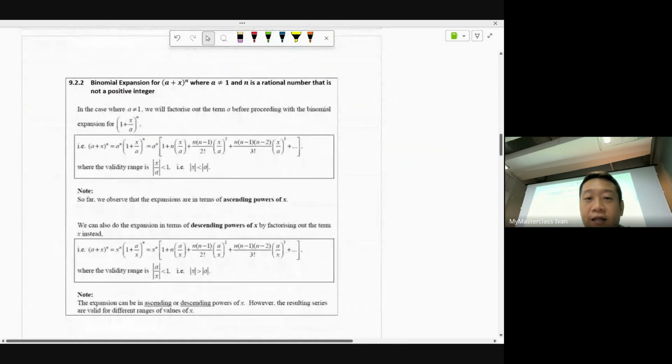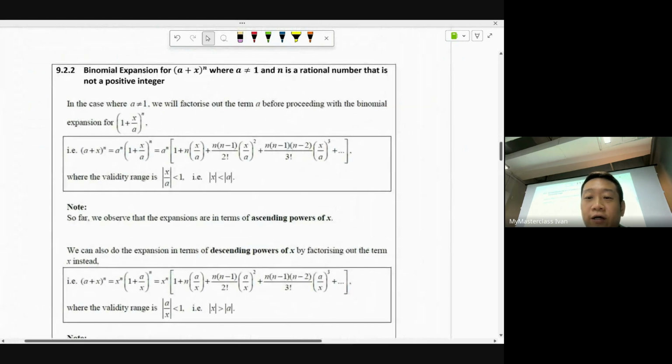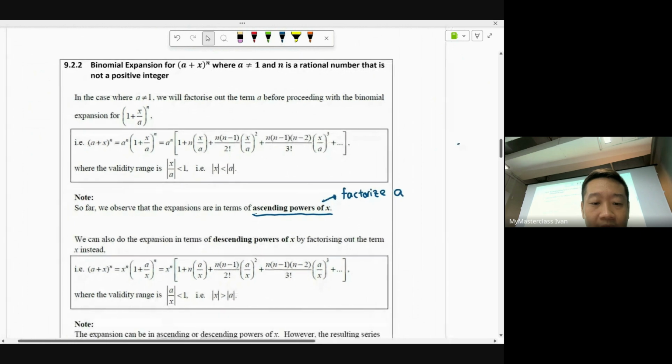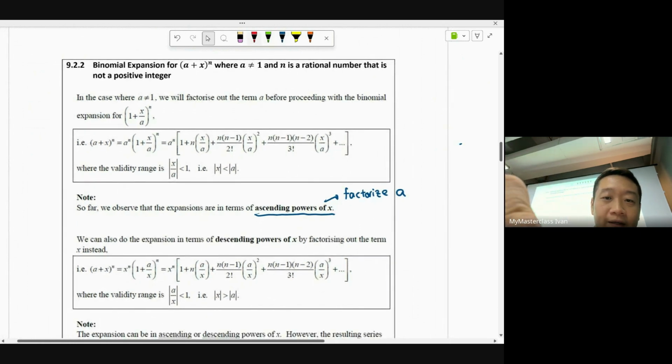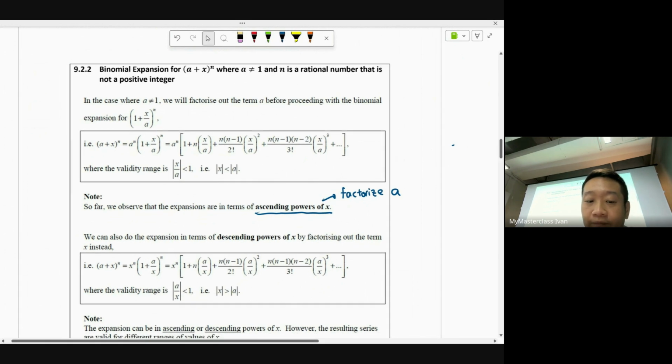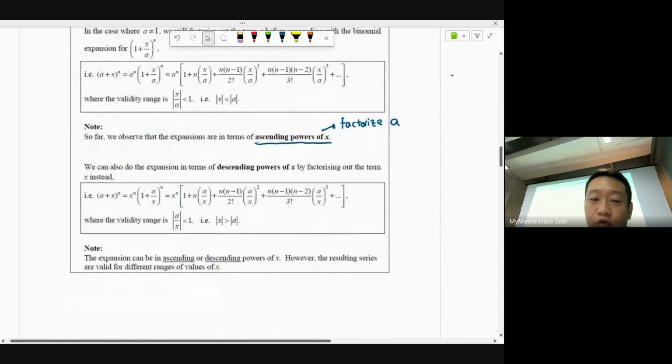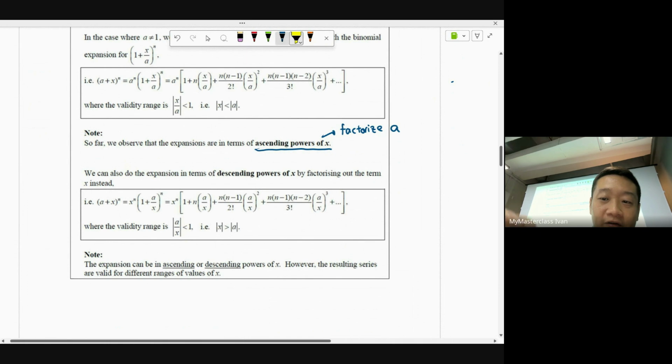So next, sometimes the question wants you to make sure it is ascending power. Very simple: when it is ascending power, write down, make sure you factorize the A out. That means if it is ascending power, it must be 1 plus, the x must be the numerator. But if the question wants descending power, then you factorize the x.